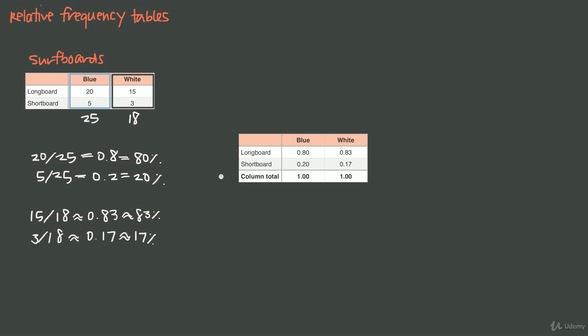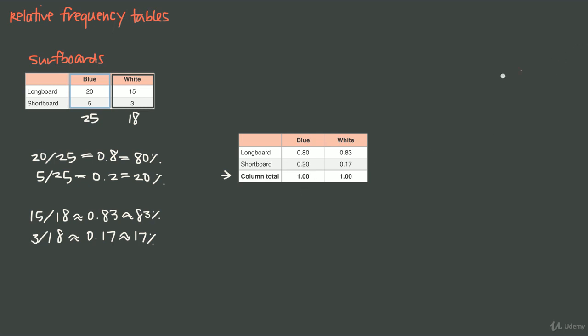Notice also, and this is really important, that we have this column total row added to the bottom. The fact that we have the totals at the bottom and that we said column total tells us that we found the percentage of each category by column. So we looked in the column and we found the percentage of longboards for this whole column. We found the percentage of shortboards for this whole column.